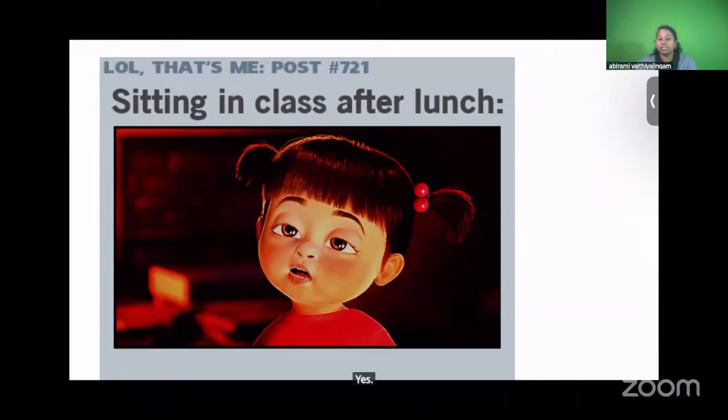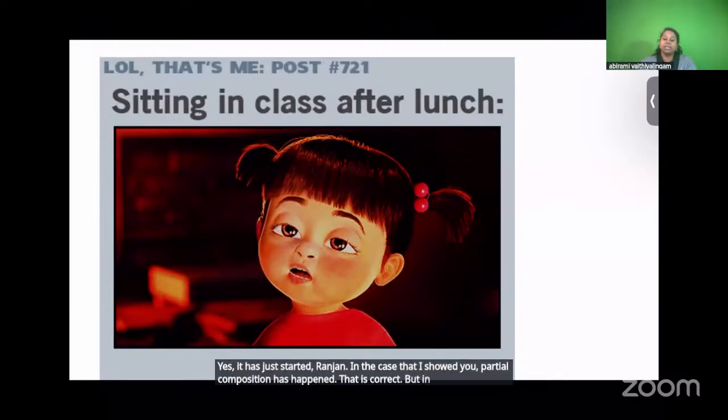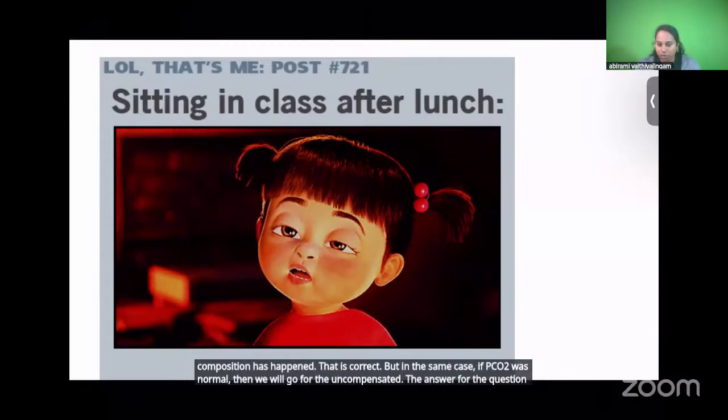Yes, it has just started, Ranjan. In the case that I showed you, partial compensation has happened. That is correct. But in the same case, if PCO2 was normal, then we will go for the uncompensated. The answer for the question that I showed you is compensation only.